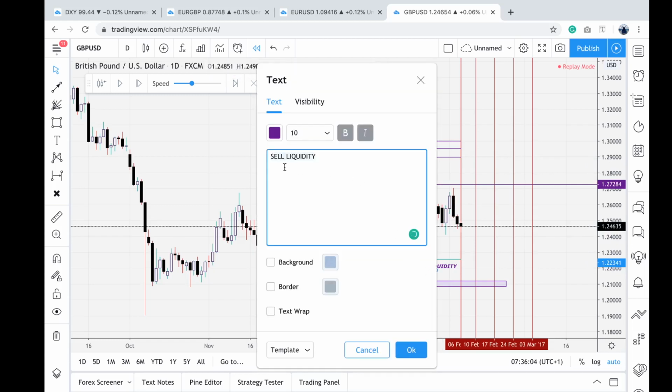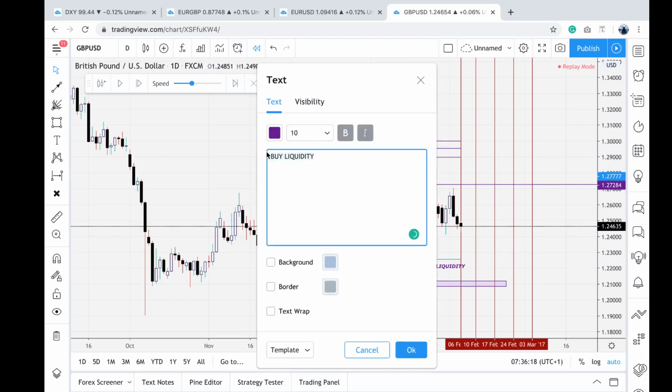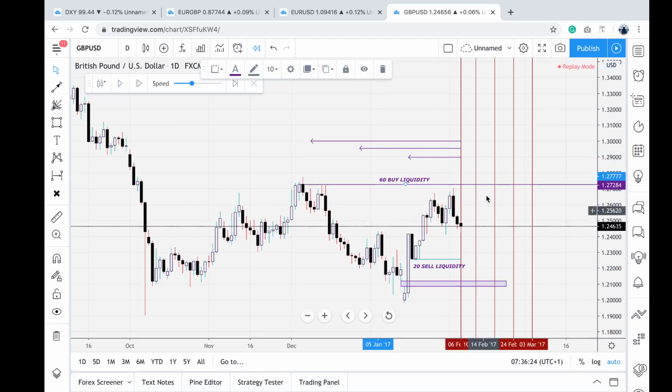We can simply put 20. So 20 stands for 20-day. So 20 sell side liquidity. Okay, so for buy side liquidity, we can simply put 60. So this is where the 60 falls in. So simply put 60 for buy side liquidity. And nothing really to reference.